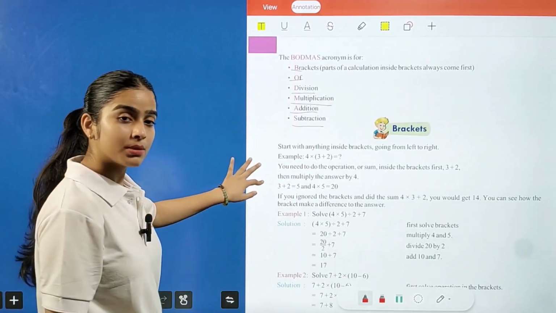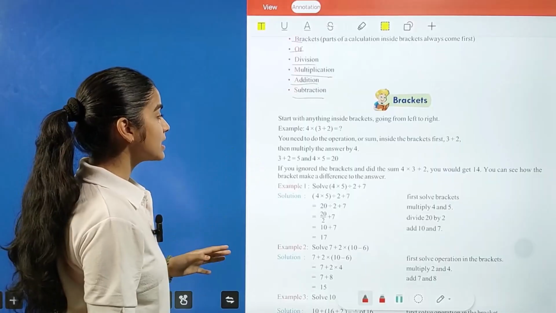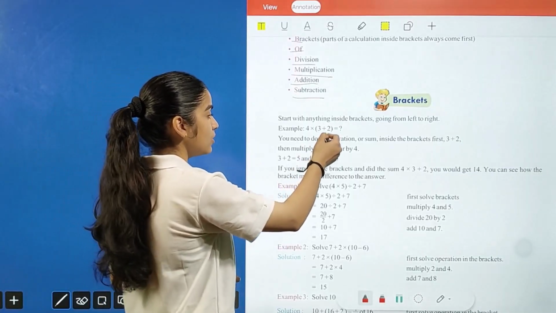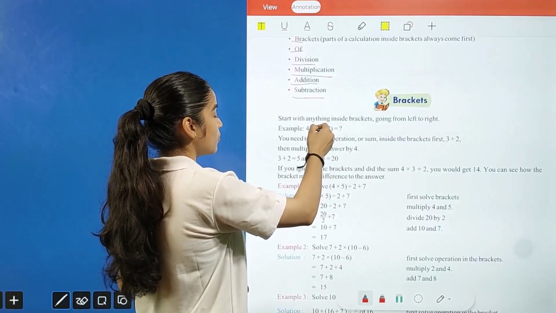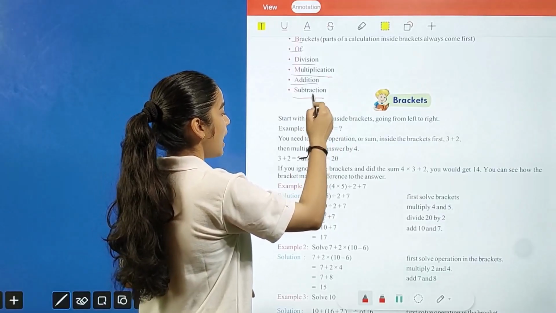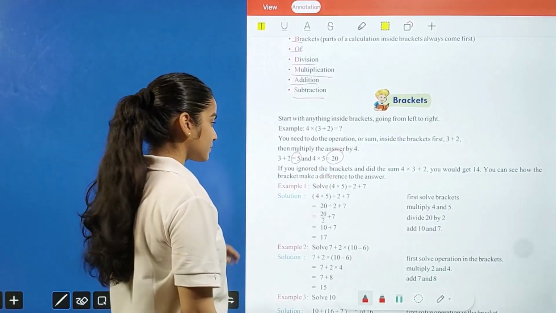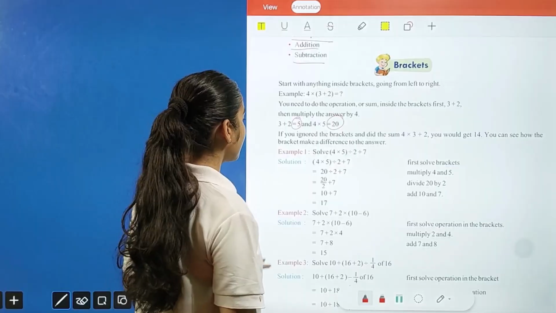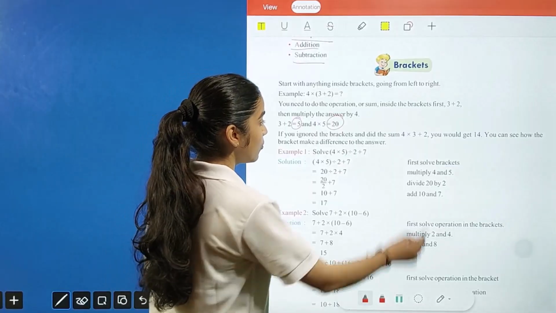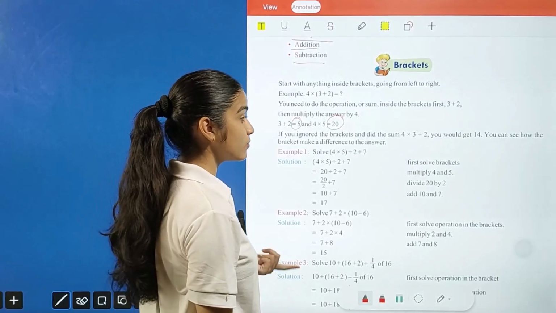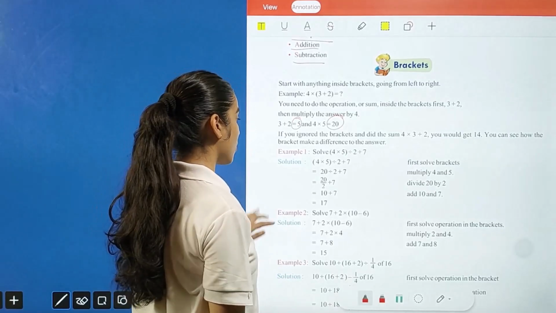Now we are going to learn about the brackets. Start with anything inside brackets, going from left to right. So in this case, first you have to multiply 4 by 3 and 4 by 2, and the products of it you have to add together. So you will get your answer, 20. Okay. Now if you ignore the brackets and did the sum, 4 multiplied by 3, because first we have to take a multiplication, so 12 plus 2 is 14. So in that case we have a wrong answer.